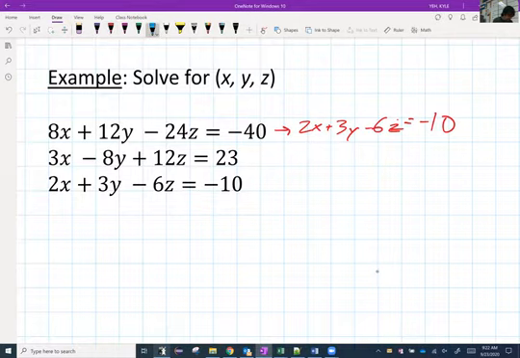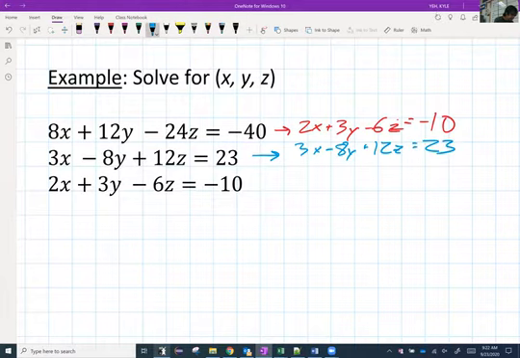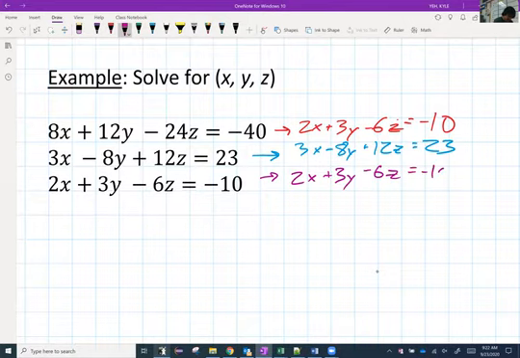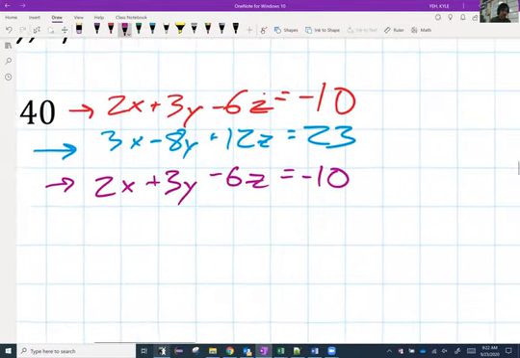And then I don't think I can reduce this second one because that 3 and the 8, there's nothing that go into both of them. So 3x minus 8y plus 12z equals 23. And the third one, 2x plus 3y minus 6z equals negative 10. There's nothing to reduce there. 2 and 3, nothing to reduce. So again, just making our numbers easier and now seeing if we can spot any patterns.